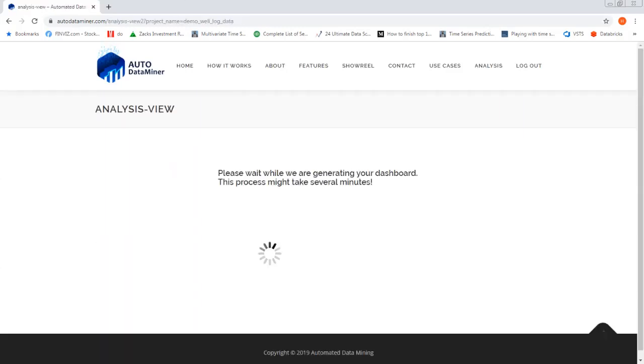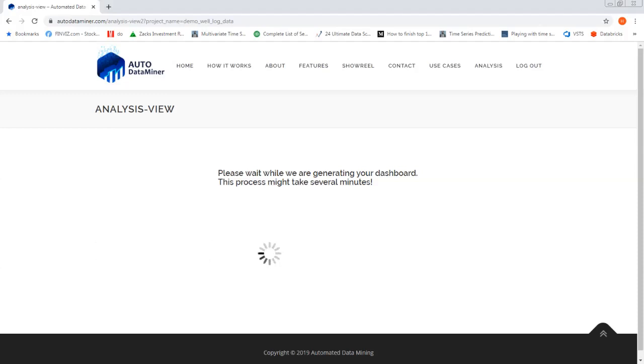Based on the size of the file that you uploaded, the number of columns in your data, and how busy the server is, it takes between 1 to 5 minutes for the system to generate your dashboard. For this data, because the file was very small, it's going to take even less than a minute to generate your analysis.